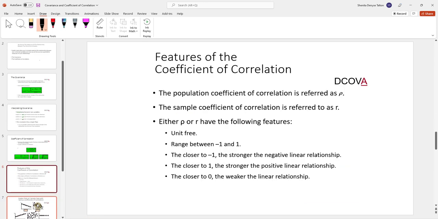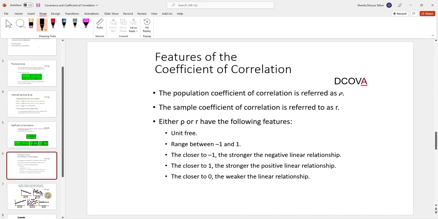But let me talk further about the coefficient of correlation. The population coefficient of correlation is referred to as rho. Remember, we use Greek letters to talk about population. For the sample coefficient of correlation, we use the letter R. Either rho or R have the following features. It's unit free. They range between -1 and 1. The closer you are to -1, the stronger the negative relationship. The closer you are to 1, the stronger the positive linear relationship. And the closer you are to 0, the weaker the relationship.